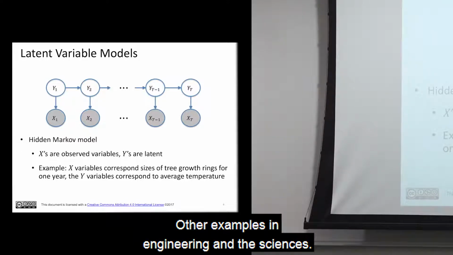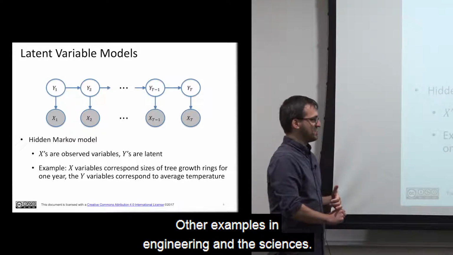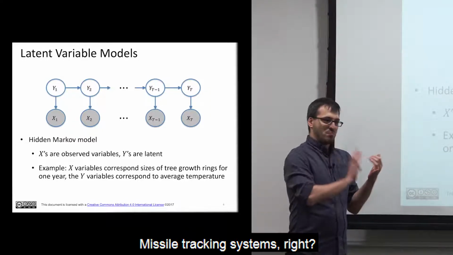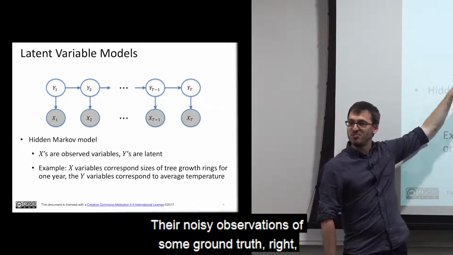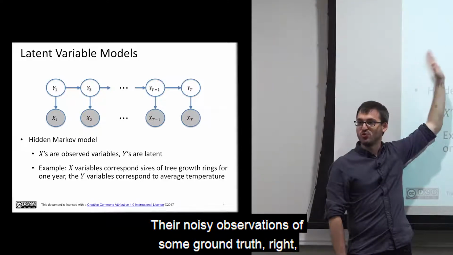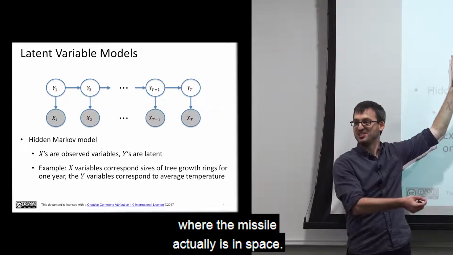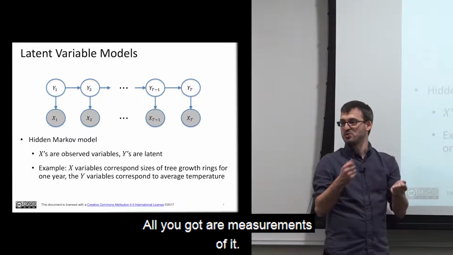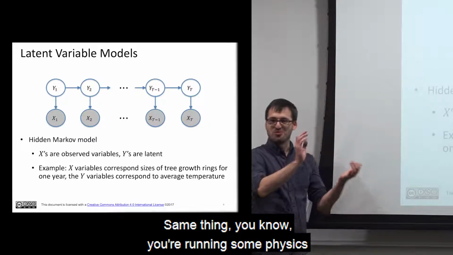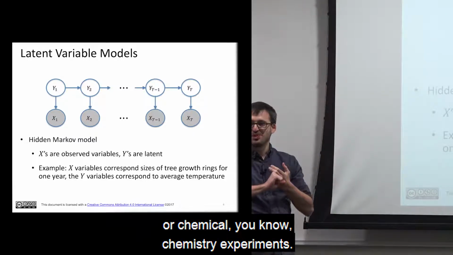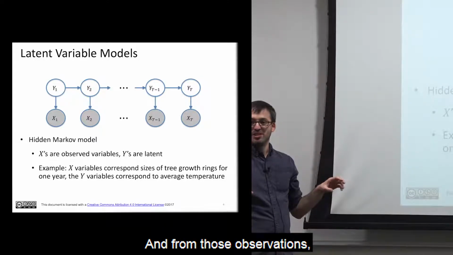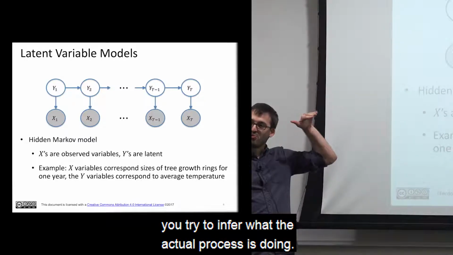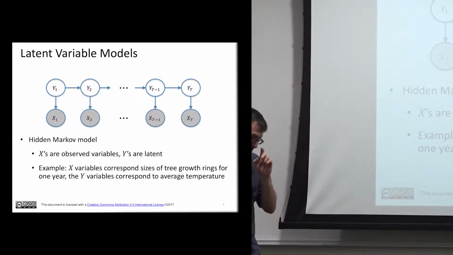Other examples in engineering and the sciences: missile tracking systems. You can imagine you've got some radar system. They're noisy observations of some ground truth, where the missile actually is in space. You never get to really observe it. All you get are measurements of it. Same thing, you're running some physics or chemistry experiments. You typically get observations of some underlying process, and from those observations, you try to infer what the actual process is doing.